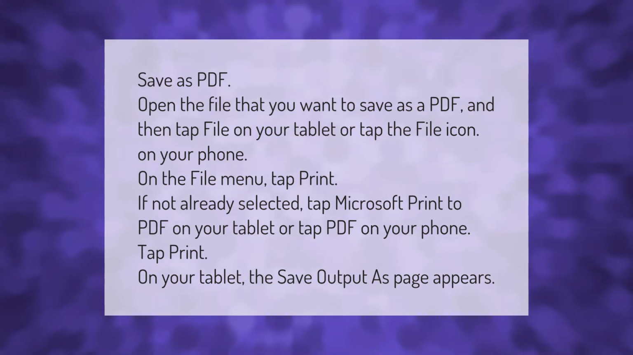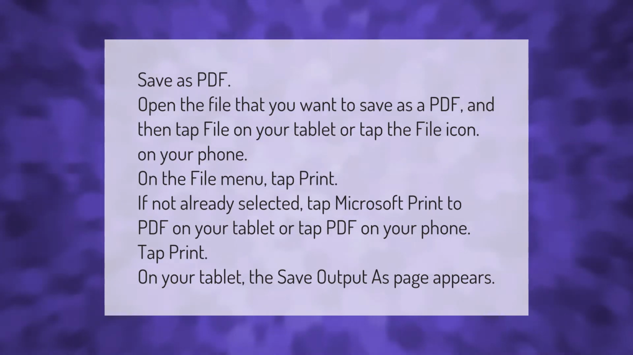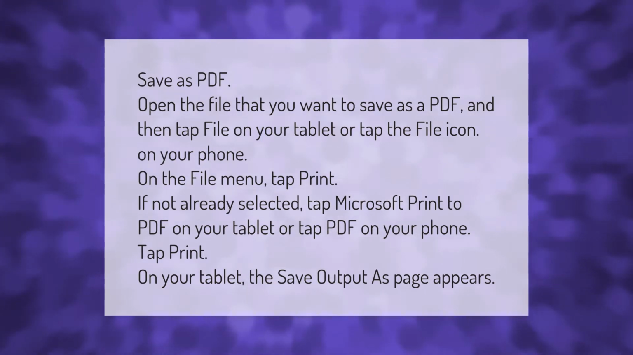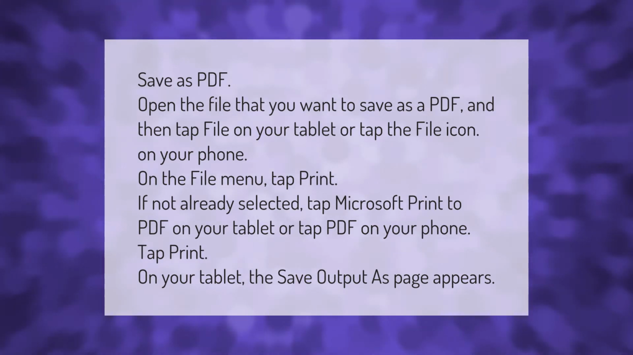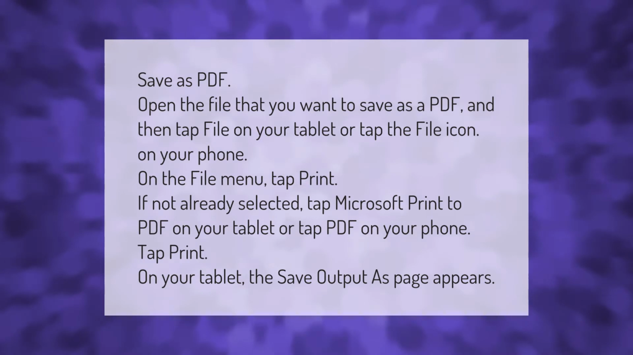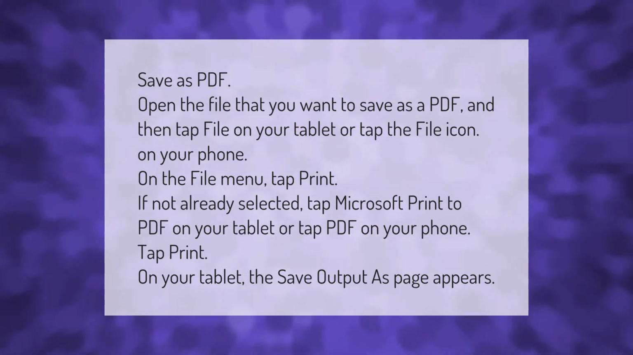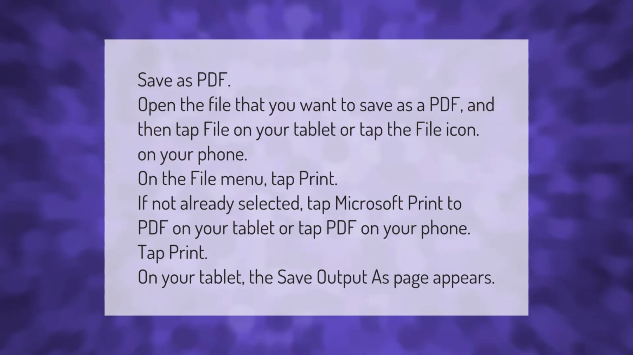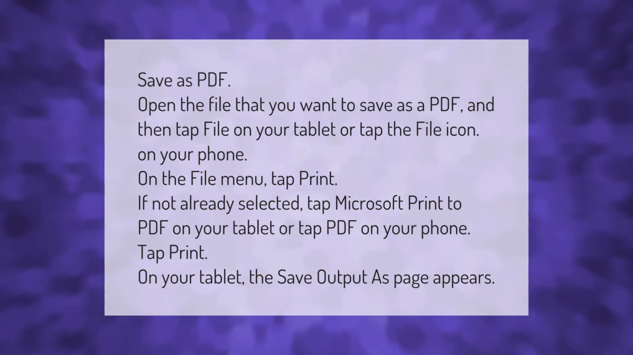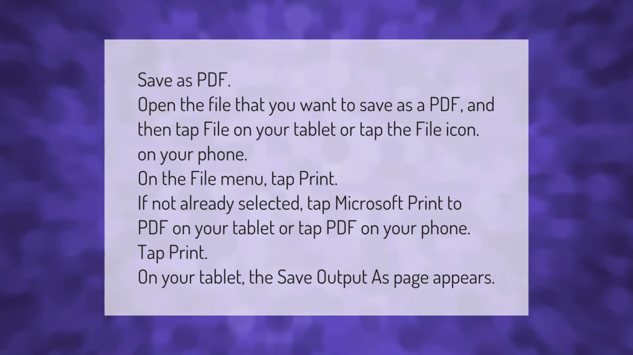Save as PDF. Open the file that you want to save as a PDF, and then tap File on your tablet or tap the file icon on your phone. On the File menu, tap Print. If not already selected, tap Microsoft Print to PDF on your tablet or tap PDF on your phone. Tap Print. On your tablet, the Save Output as page appears.